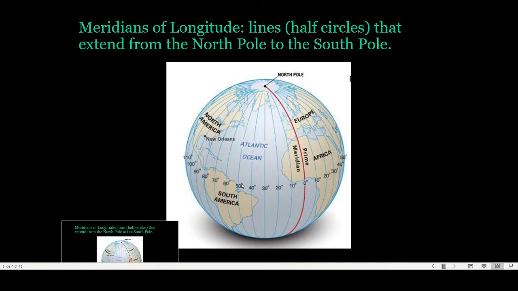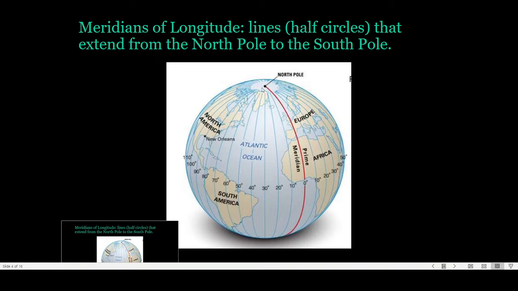So all lines of meridians are designated west to the left of the prime meridian, and all lines of the meridian are designated east from the right side of the prime meridian.